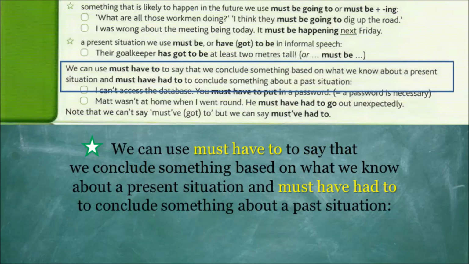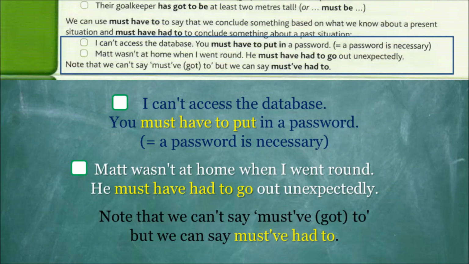We can use must have to say that we conclude something based on what we know about a present situation, and must have had to conclude something about a past situation. I can't access the database. You must have to put in a password. Equals a password is necessary.